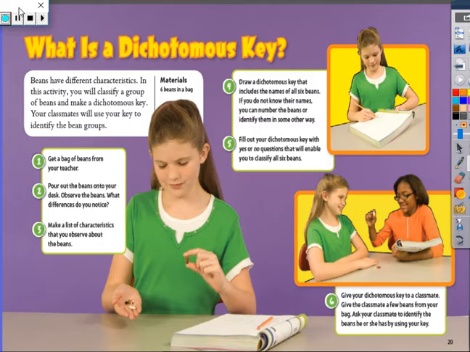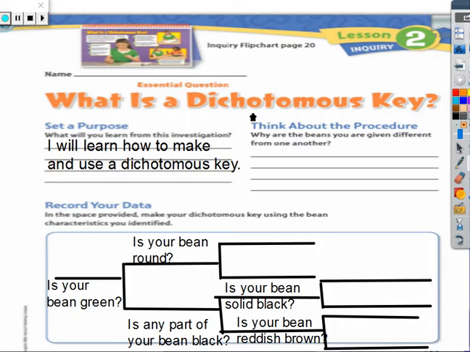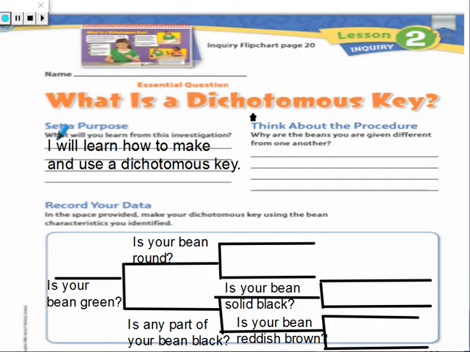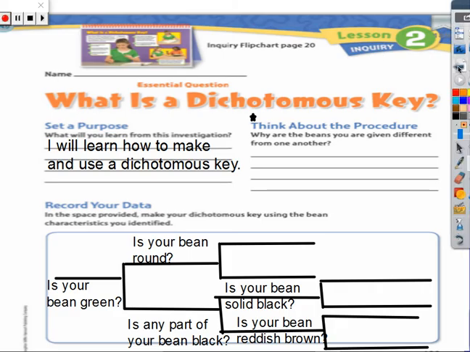The materials you need are the 6 beans in a bag, so go get the 6 beans in a bag. And then let's look at what is the purpose for doing the dichotomous key. And your purpose is I will learn how to make and use a dichotomous key. So then we're going to go back.